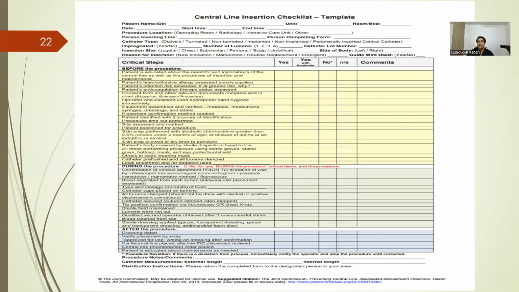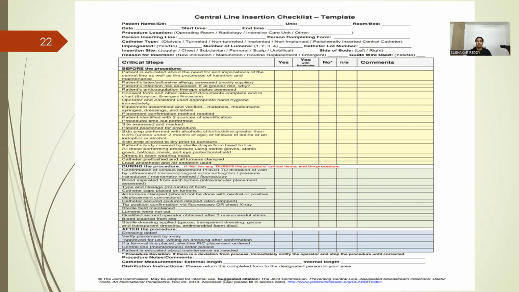So this is how a central line insertion checklist will look. Patient identification details, site of procedure, technique, and the person doing the procedure are recorded. The critical steps before, during, and after the procedure are as follows. Before the procedure: education of the patient, taking consent, selection of the site, marking of the site, patient positioning, then antiseptic solution application, draping, and maximal barrier precautions should be adhered to.